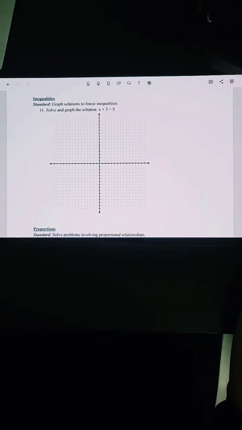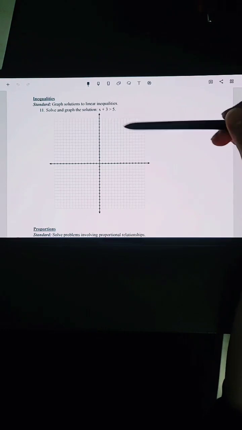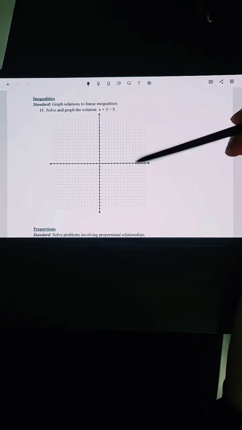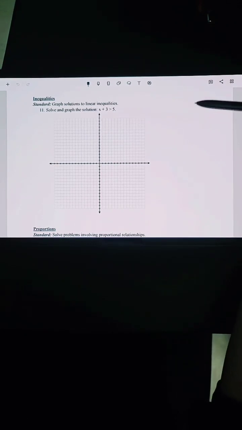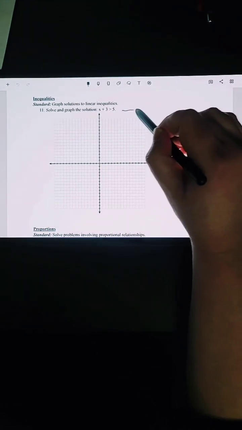So let's go to the inequalities stuff. This might be something that you see on the SAT. They like to do graphing questions a lot, where you have to match a graph and equation or a graph and inequality. So this says we have to solve and graph. Let's first start with the solving part.